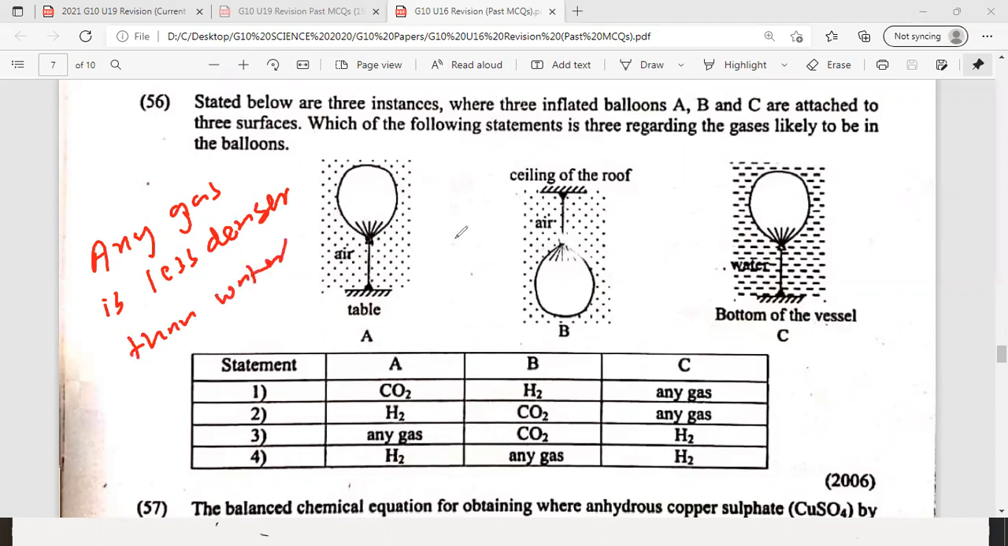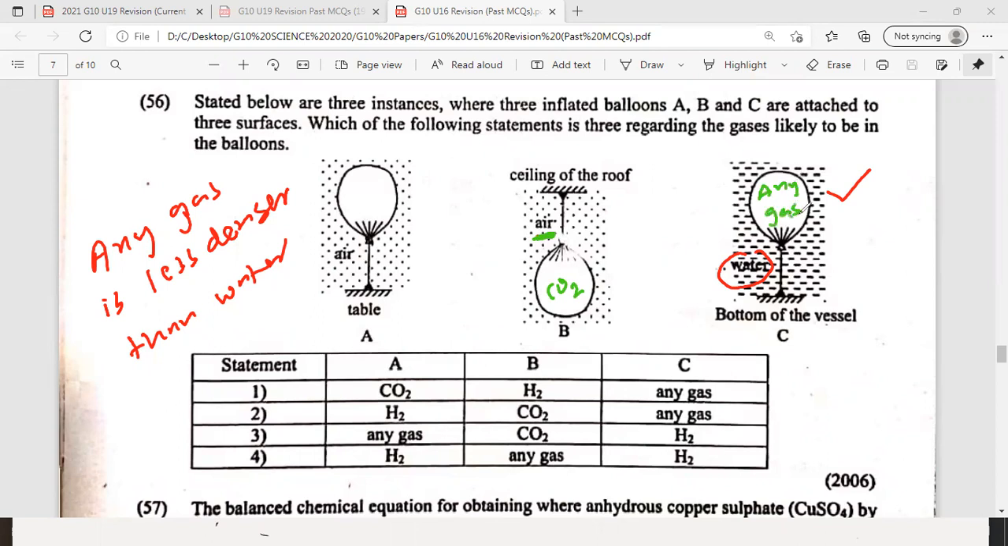Any gas is less dense than water. Here it is water. Therefore this is correct because it's pointed up, and this is pointed down because of its heaviness. So here it's air, and here it's air. Therefore this should be what? A heavier gas like carbon dioxide. This can be any gas.